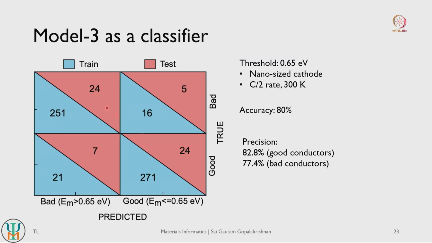So if you have random chance, right, you will get about 50% accuracy. So we are definitely way above random chance. So we have about an accuracy of 80% in classifying good and bad ionic conductors or ionic diffusers. In terms of precision, we are able to identify good conductors slightly more precisely compared to that of bad conductors. So the model is able to identify good conductors slightly better compared to that of bad conductors. So with this, we see that model 3, the best performing model that we have, can actually be a very good classifier as well.